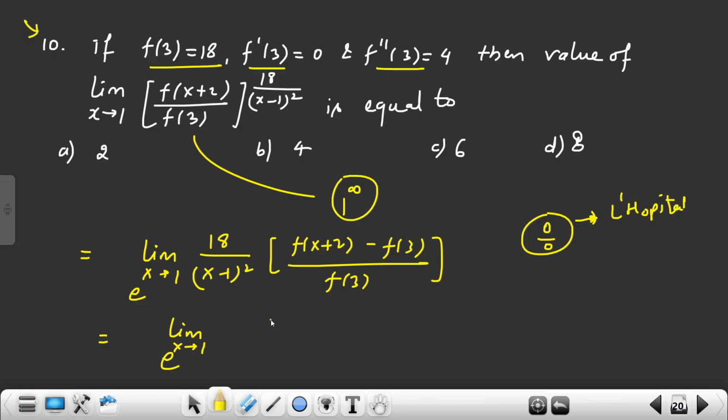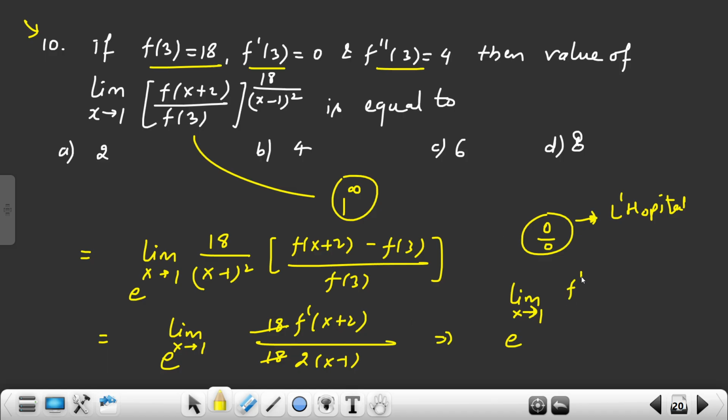So it is 18 f dash x plus 2. This is constant 0. Now f3 value is how much? 18, and this is 2 times x minus 1. 18 cancels. Now again the 0 by 0 form is there. So one more time we apply the L'Hopital rule. So it will be f double dash x plus 2 over 2, basically.